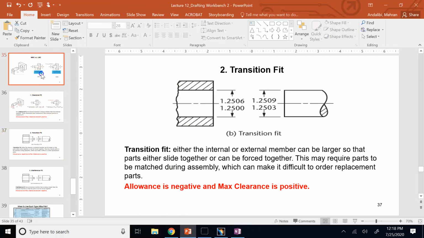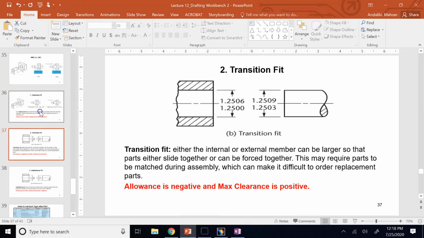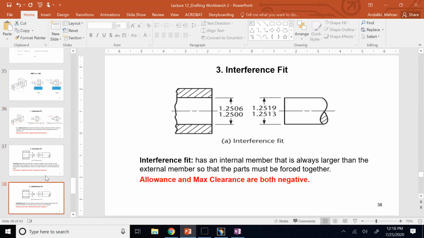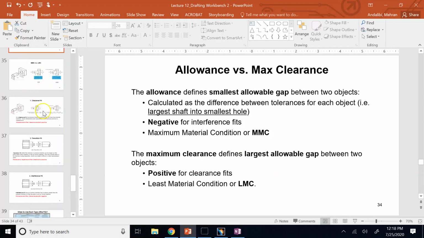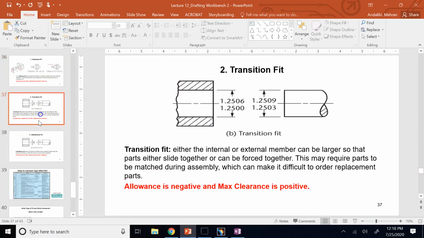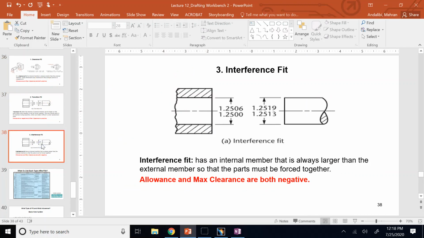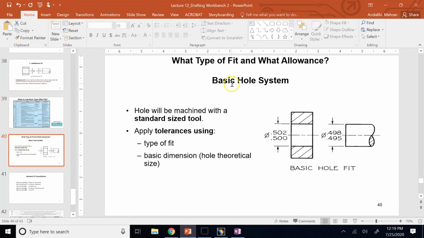So using these two parameters, MMC and LMC, we can also identify these three types of fitting. You can distinguish between them more quantitatively instead of just saying, hey, this is loose, that is tight. No, this is how we can quantify these. Good. Right?